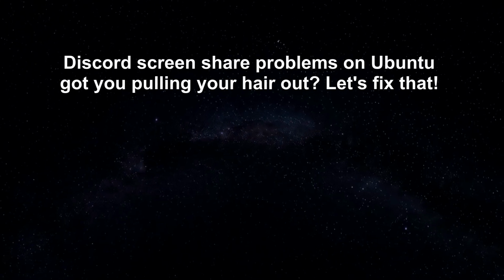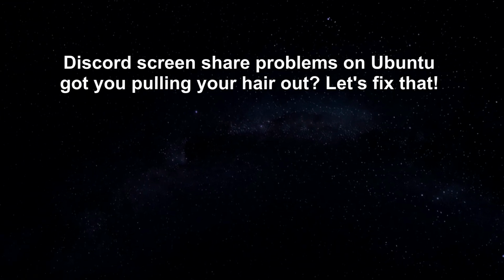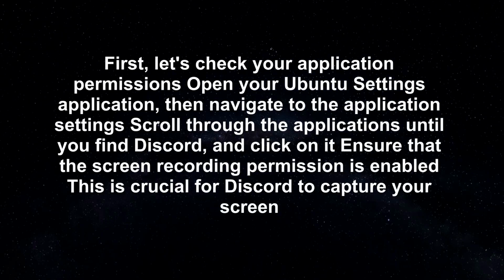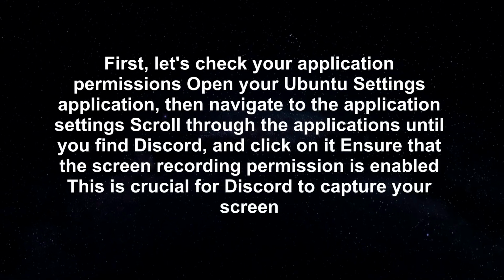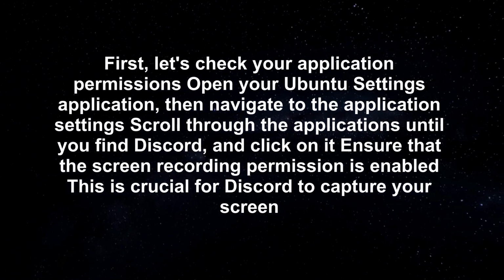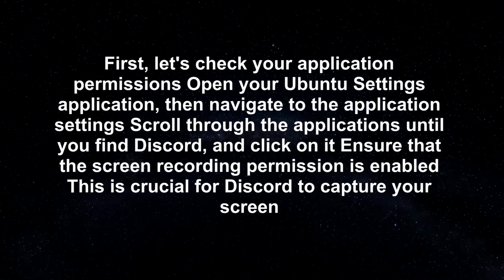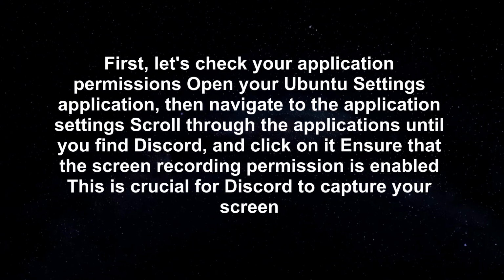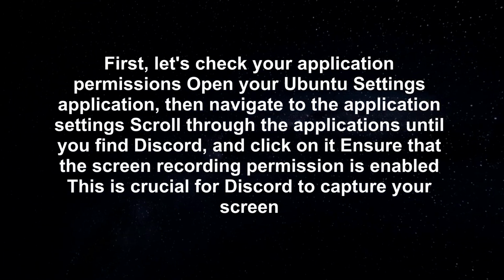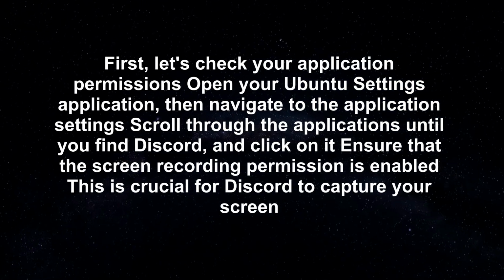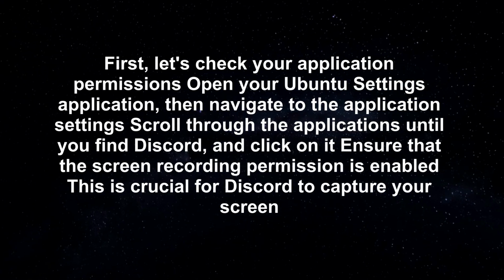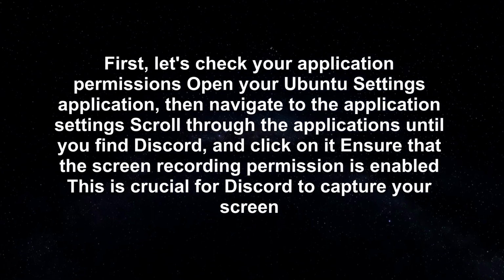Discord screen share problems on Ubuntu got you pulling your hair out? Let's fix that. First, let's check your application permissions. Open your Ubuntu settings application. Then navigate to the application settings, scroll through the applications until you find Discord, and click on it. Ensure that the screen recording permission is enabled. This is crucial for Discord to capture your screen.